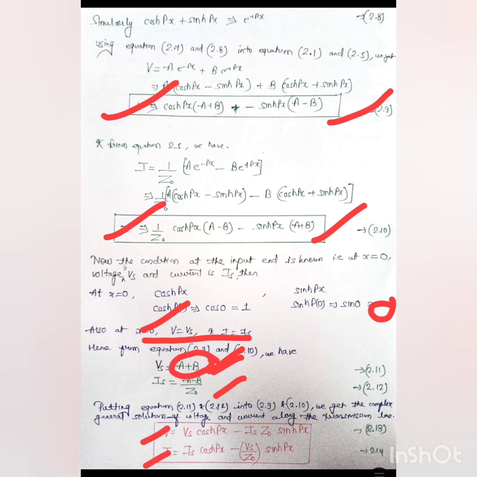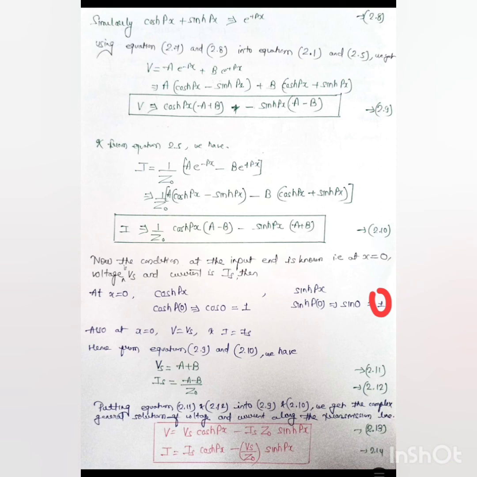In place of A plus B we put Vs. Likewise, in place of A minus B we put Is times Z0. After putting all these values we get V equals Vs cosh(px) minus Is Z0 sinh(px). Likewise I equals Is cosh(px) minus (Vs upon Z0) sinh(px). This is the general solution of a transmission line terminated with any load impedance Zr.